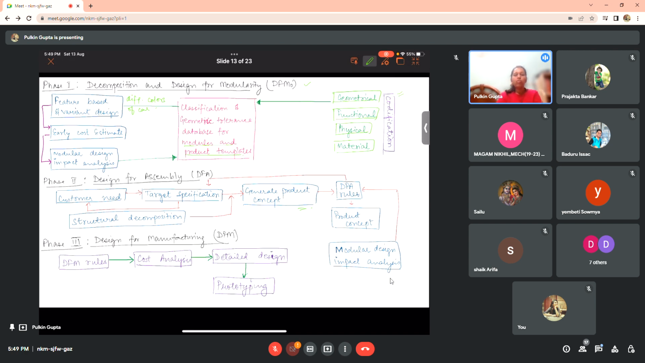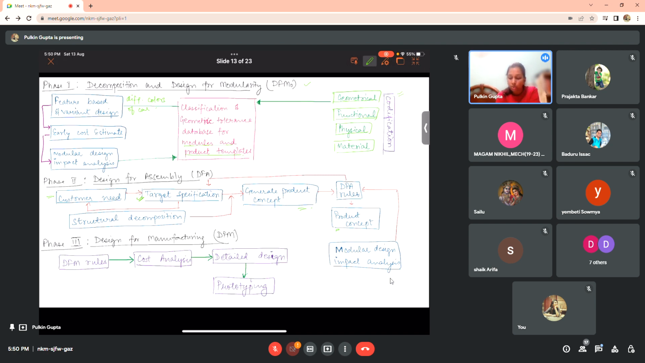Yeah. So for the design for assembly part, we start with what the customer needs. Then, what are the target specifications? As per the needs, we define certain specifications of the product and then develop the concept of the product. Then we go through the design for assembly rules that are standardized, and then we have the final product concept. When it goes through the design for assembly rules, we check if those specifications are in compliance with the rules or not.